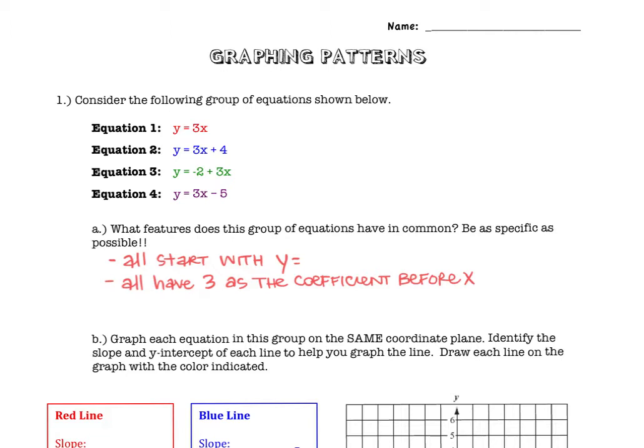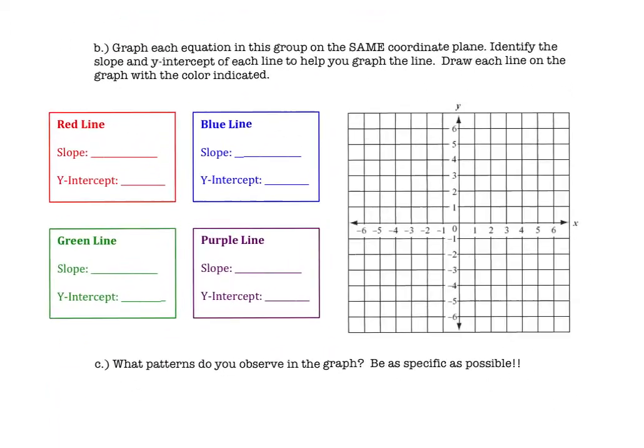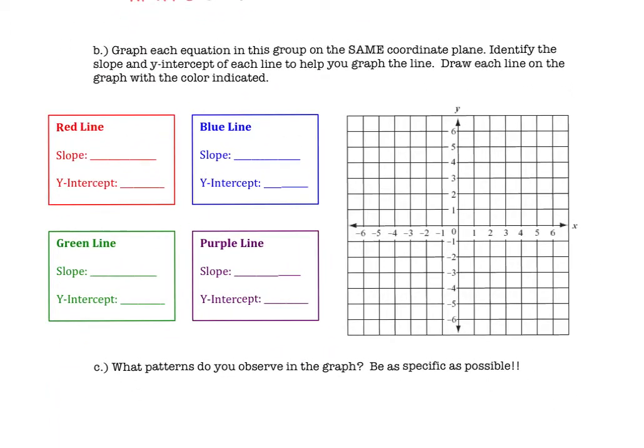Maybe you found something else, that's great. You can add that to the list. But those are the things that I notice that they have in common. All right, so that's enough for part A. Now I'm going to move down to part B. And part B asks me to graph each equation in this group on the same coordinate plane, which you see I've given you there. Identify the slope and the y-intercept of each line to help you graph, and then draw each line on the graph with the color indicated. So you're going to end up having 4 different lines on that graph in 4 different colors.